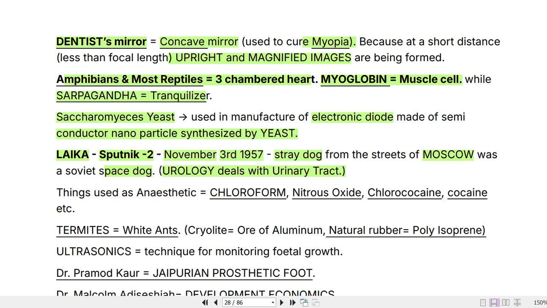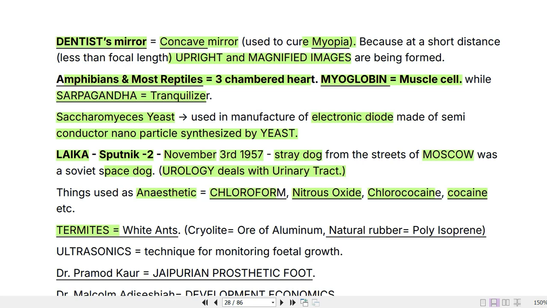Then things which are used as anesthetic. So chloroform hai, and so this is chloroform. Then we have nitrous oxide is also used as an anesthetic. Then chlorococaine, okay, then cocaine, etc. So chlorococaine, cocaine, and chloroform and nitrous oxide, these are used as anesthetic. Then termites की बात करें तो termites are equal to white ants.